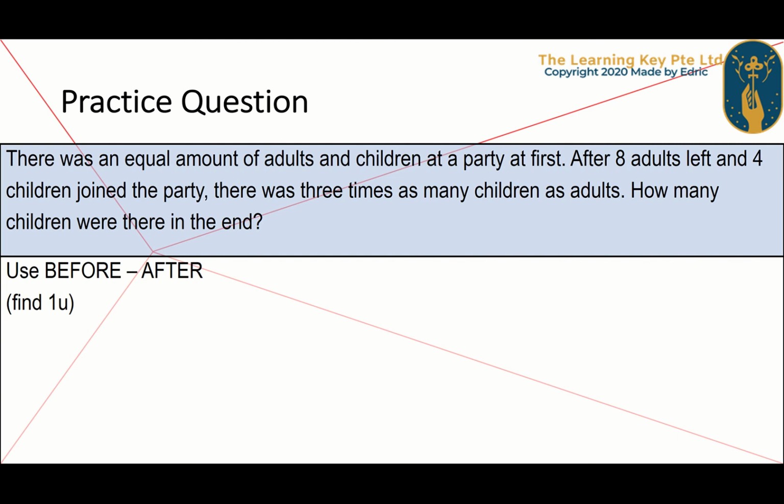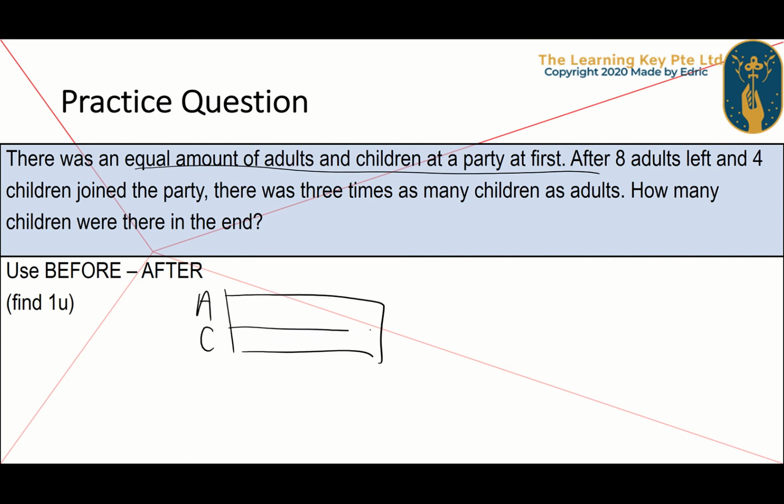Simple as that. So equal number of adults and children at first. So adults and children is equal at first. After 8 adults left, that means in the change arrow you have to minus 8, and then children you have to plus 4. There were 3 times as many children as adults, so that means children is even more than what he had at first.